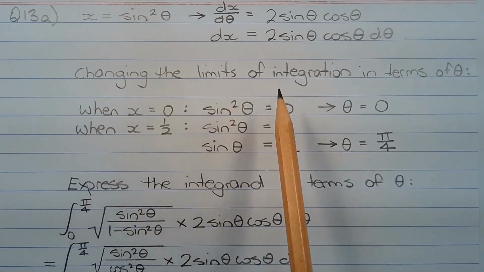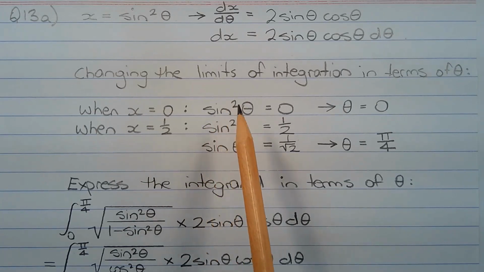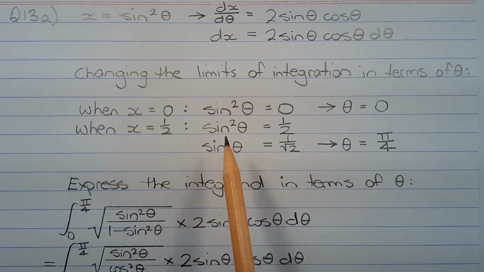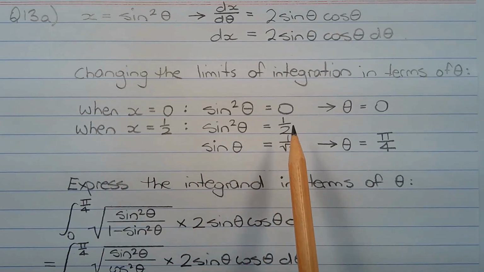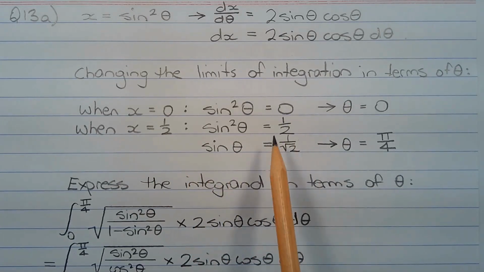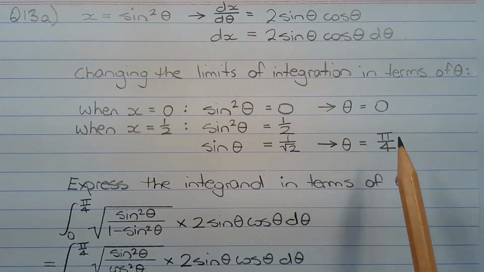Next, change the limits of integration in terms of theta. When x equals 0, sine squared theta equals 0, and solving for theta, we have theta equals 0. And when x equals half, sine squared theta equals half. Taking the positive square root of both sides, we have sine theta is equal to 1 over the square root of 2. Taking the inverse sine of both sides, we have theta is equal to pi over 4.